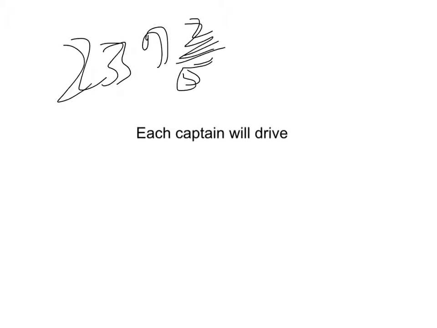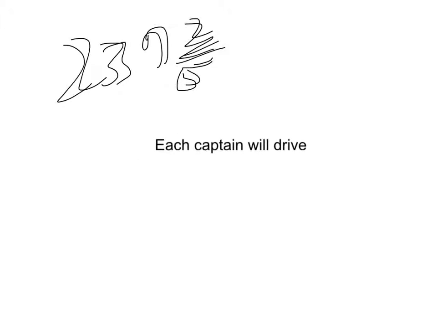Now to put our answer into our conclusion. So now we know that 5,935 divided by 25 is 237 2/5. So our conclusion will be that each captain will drive 237 2/5 miles.